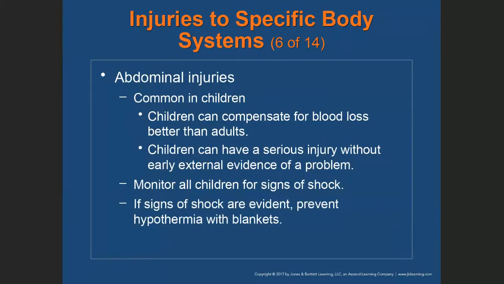Abdominal injuries are common in children. Children can compensate for blood loss better than adults, but they decompensate much faster. Children can have a serious injury without early external evidence of a problem. Monitor all children for signs of shock. If signs of shock are evident, prevent hypothermia with blankets. We do not want a patient that we suspect is in shock to get cold.